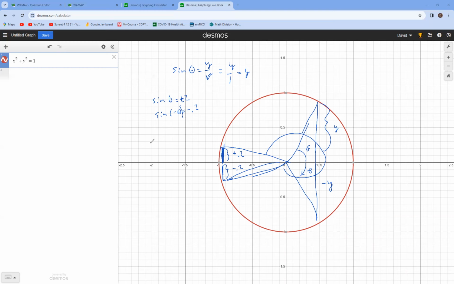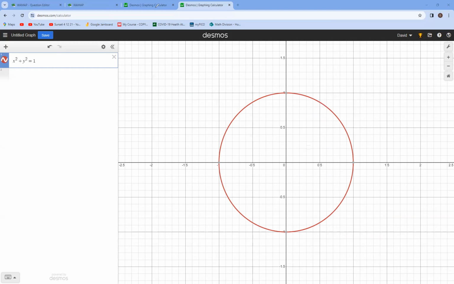So if we go back and look at the cosine function, let's go take a look at the cosine function.